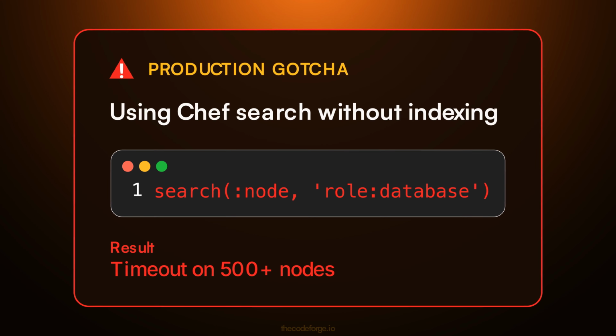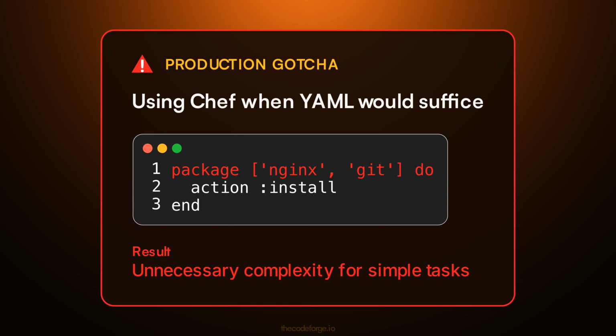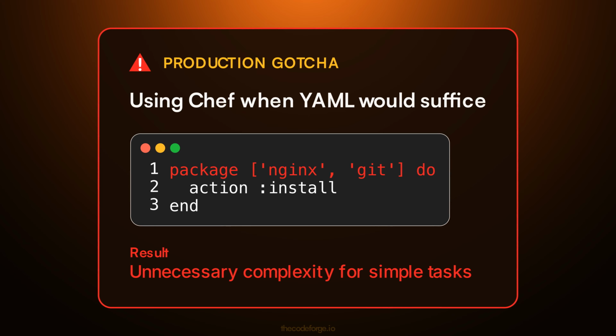Never use Chef search in production without indexing and timeouts. It's a distributed query that scales poorly beyond 100 nodes. Use data bags instead. If your team doesn't know Ruby, Chef's Ruby DSL becomes a barrier. For simple package installation, Ansible's YAML is much easier to read and maintain.